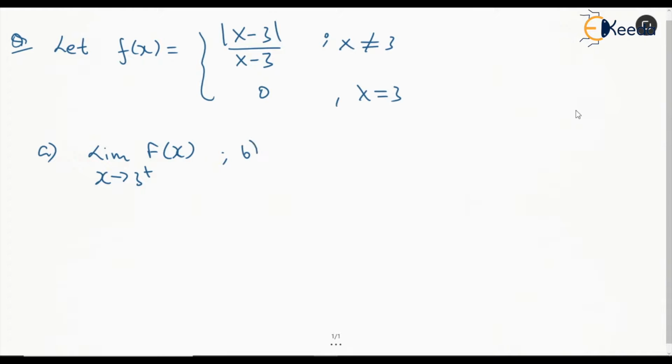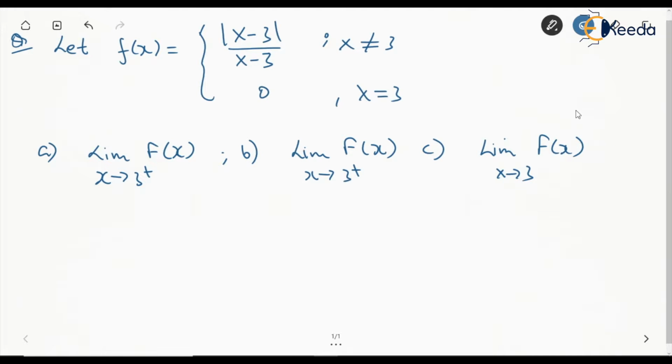The limit of the function for left hand and the limit of the function for x tends to 3. Fine.